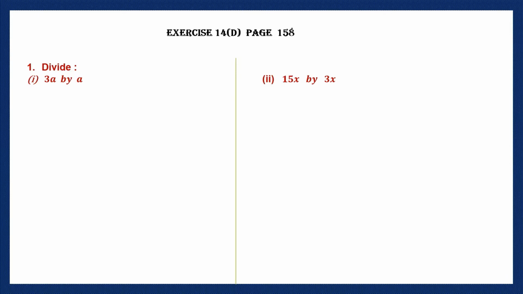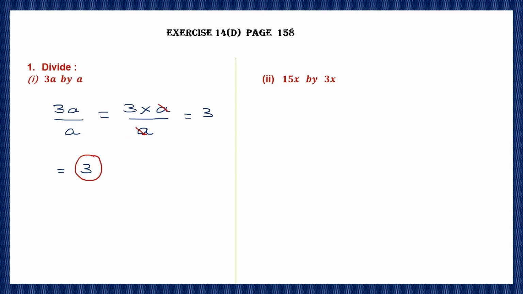Divide 3a by a. So that means 3a divided by a. Now we can write 3a as 3 into a, and here in the denominator also we have a. Now we can cancel this a and this a. So what do we have left? We have only 3. So what is our answer when you divide 3a by a? Your final answer is simply 3 here for this question.